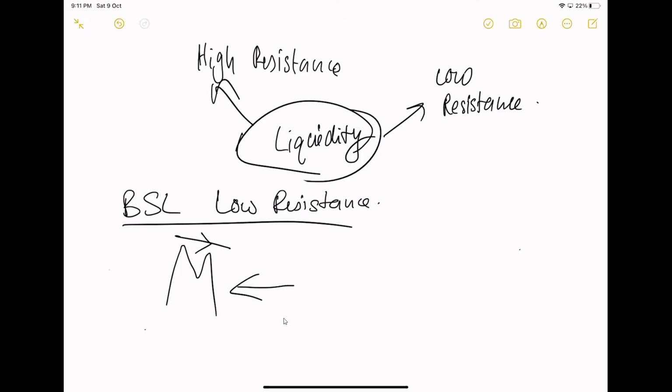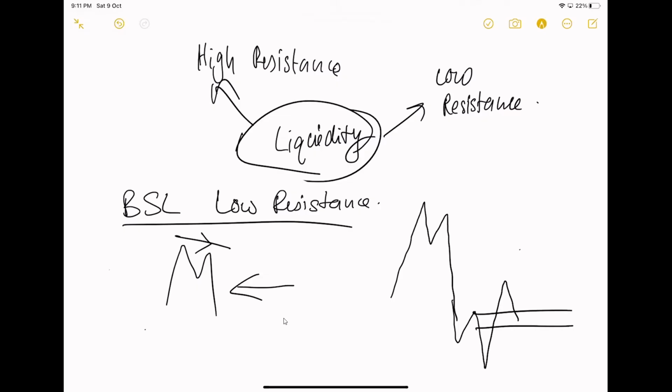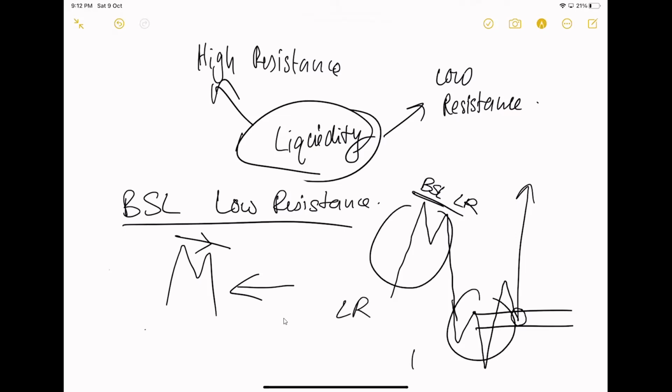Look at this. Let's say you have a range like this, and price goes down. Then it creates a high resistance signature. So here, here, here. Now it makes it very easy for price to capitalize on this PD array over here and take out this low resistance buy side liquidity. So this is low resistance, this is high resistance.